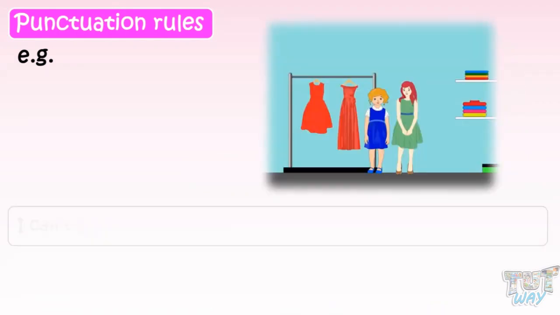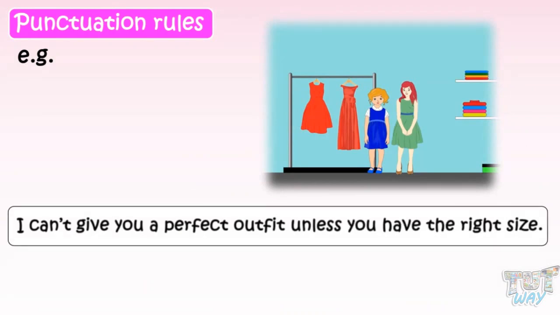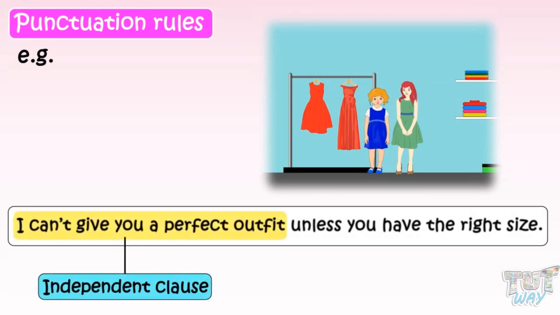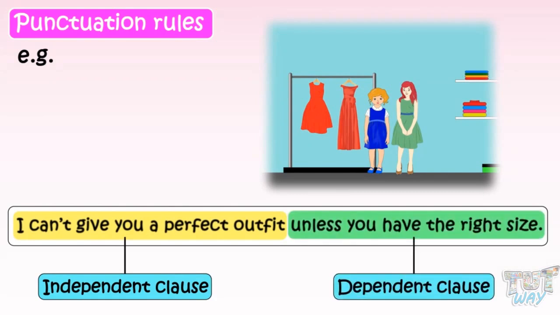I can't give you a perfect outfit unless you have the right size. Here again, the independent clause, I can't give you a perfect outfit, comes first, and the dependent clause, unless you have the right size, comes after it. So, no comma is used to separate the two clauses.